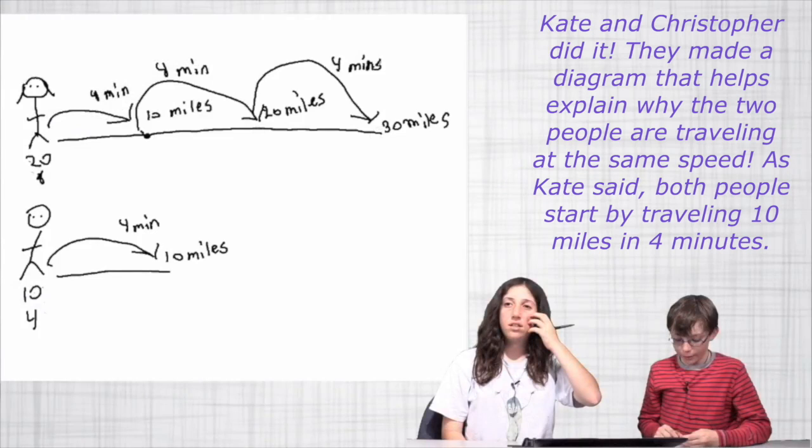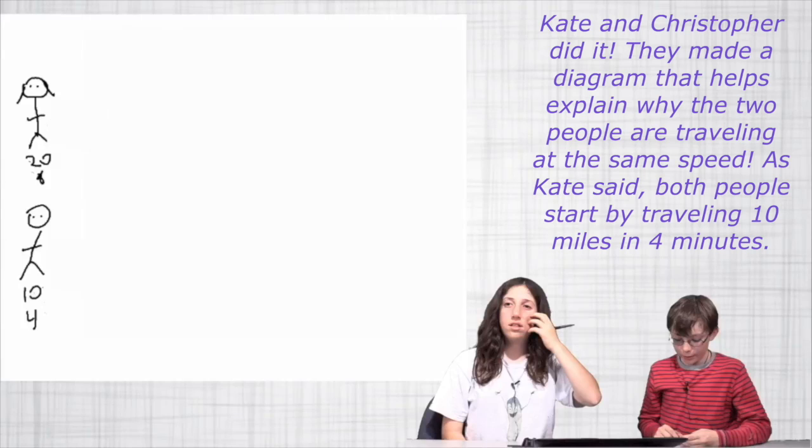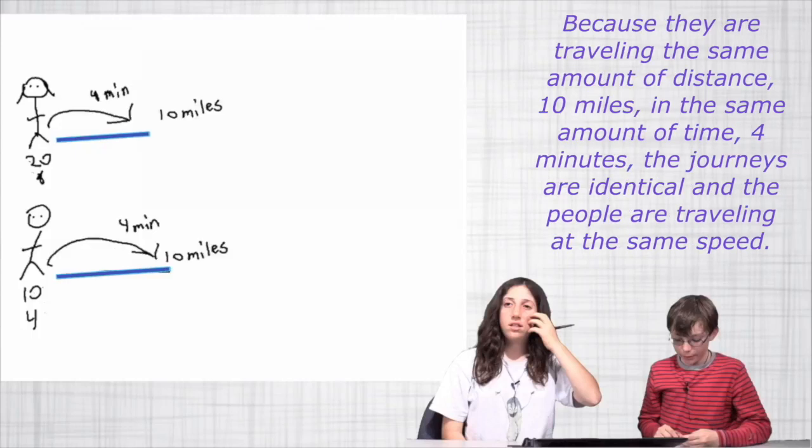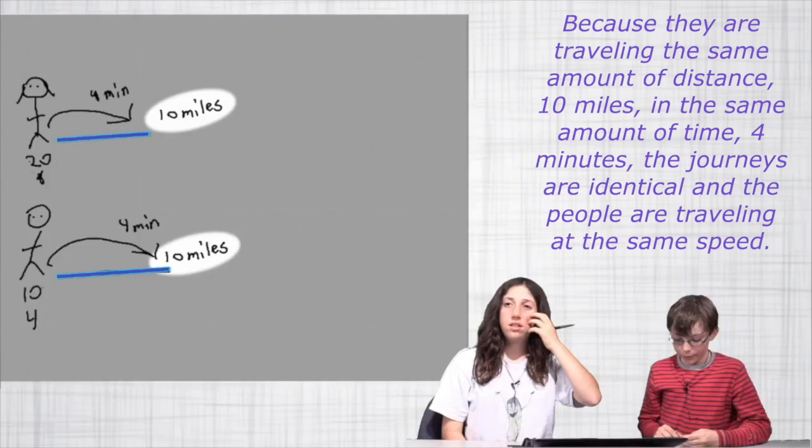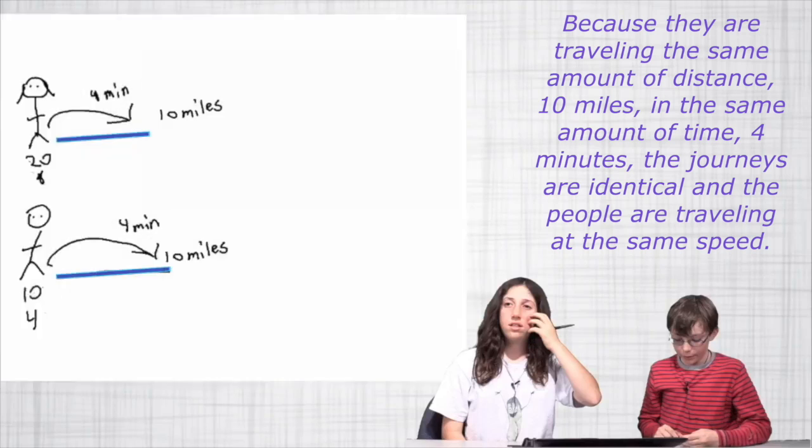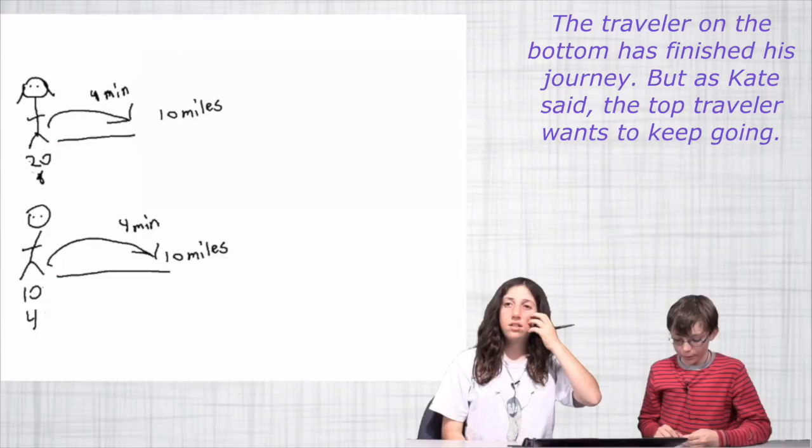Kate and Christopher did it. They made a diagram that helps explain why the two people are traveling at the same speed. As Kate said, both people start by traveling 10 miles in 4 minutes. Because they are traveling the same amount of distance, 10 miles, in the same amount of time, 4 minutes, the journeys are identical and the people are traveling at the same speed.